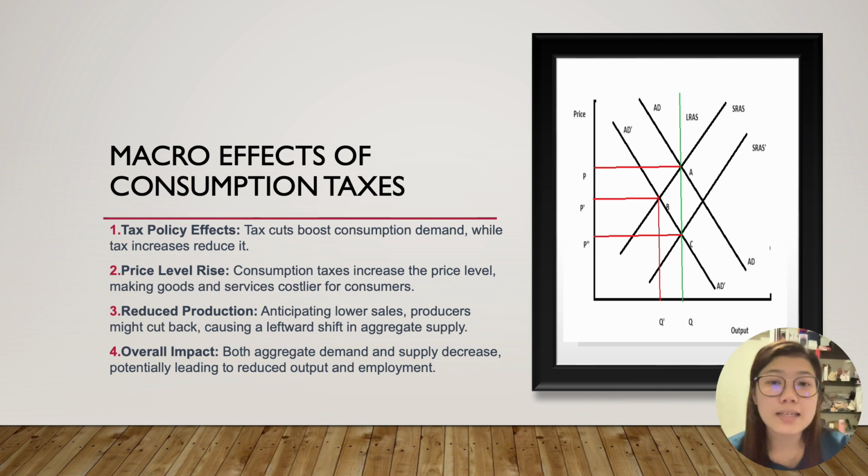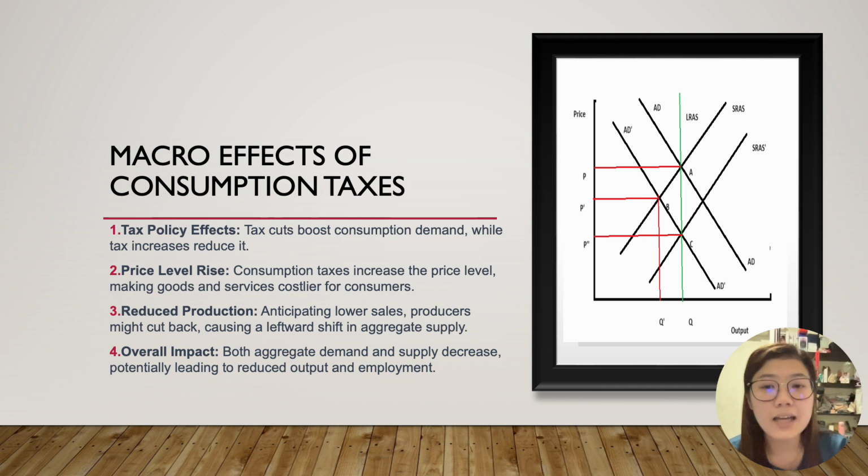Next, tax policies can affect consumption and investment spending as well. Tax cuts for individuals will tend to increase consumption demand, while tax increases will tend to diminish it. The impact of consumption taxes on aggregate demand and aggregate supply is shown in the diagram. A consumption tax is a tax on the purchase of a good or service. This can lead to an increase in the price level of goods and services, making them more expensive for consumers. As a result, consumers might reduce their consumption, leading to a decrease in aggregate demand.